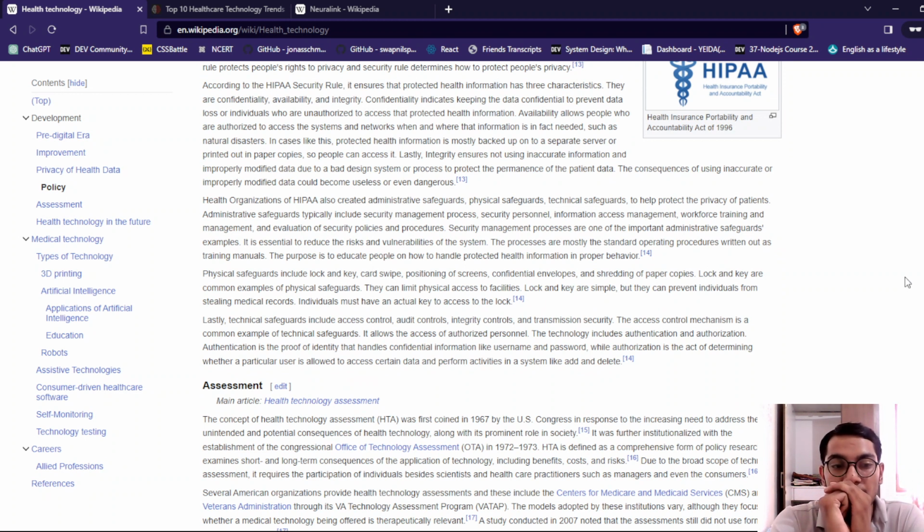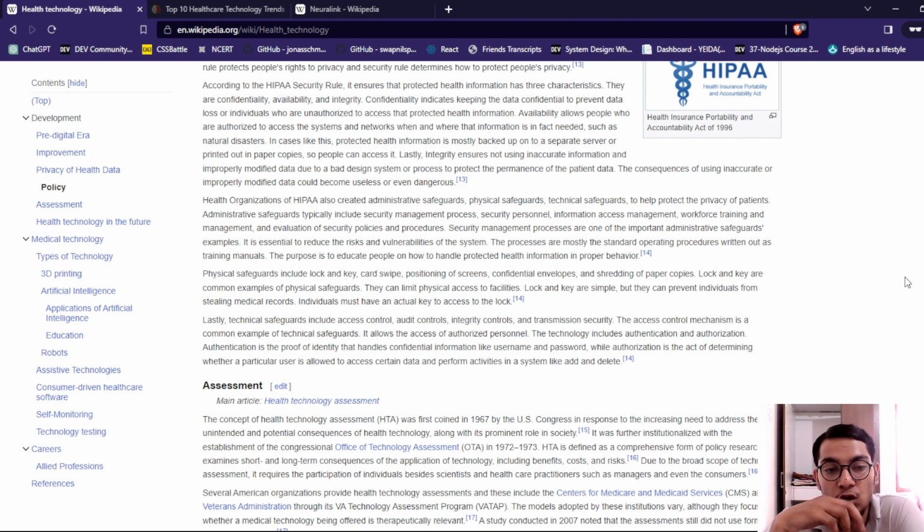Administrative safeguards typically include security management process, security personnel, information access management, workforce training, and evaluation of security policies and procedures. The security management process is one of the most important administrative safeguards. It is essential to reduce the risk and vulnerability of the system. The process is mostly standard operating procedures written out in a training module, with the purpose of educating people on how to handle protected health information and proper behavior.